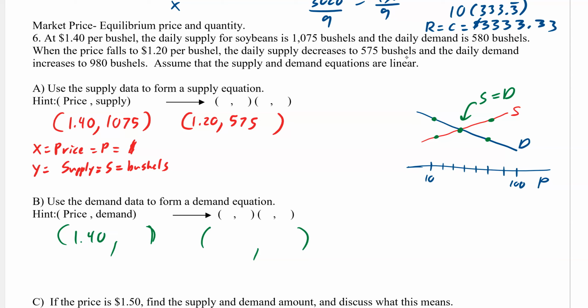So at $1.40, the demand was 580. So you can see at the higher price we have more supply than demand. And so when the price falls to $1.20, more people should be buying it, and they do now. It's 980. So you can see that the price went down to $1.20 and the supply went down, but the demand went up, just like we're talking about here. Okay, so here our Y is the demand. So we can call it D, and that's also in bushels. Now we're going to take these two and plug them in our calculator and do a linear regression on them.